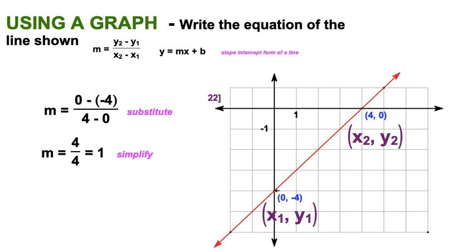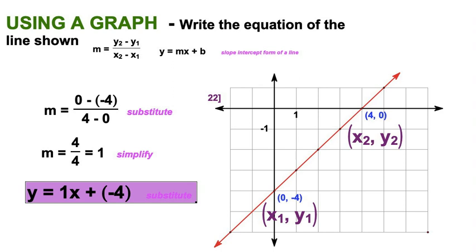And I can see that because I can go from here, up 1 over 1, up 1 over 1, to here. It looks good. It's got a slope of 1. And we pass through the y-axis at negative 4. So my slope is 1, and my y-intercept is negative 4.